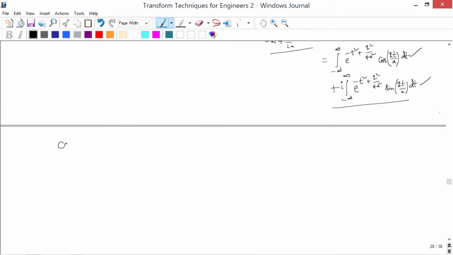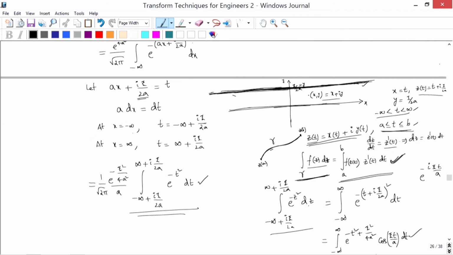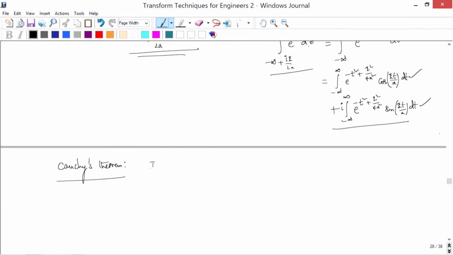So, we write what is called Cauchy's theorem in complex variable. If f is analytic, what is meant by analytic? If f of z is an analytic function, that means f of x, f dash of x, all the partial derivatives exist. f of z means f of x plus I y. If you substitute, this is actually u of x y plus I times v of x y.